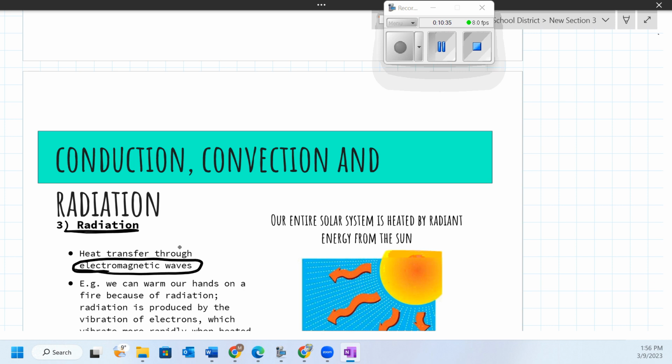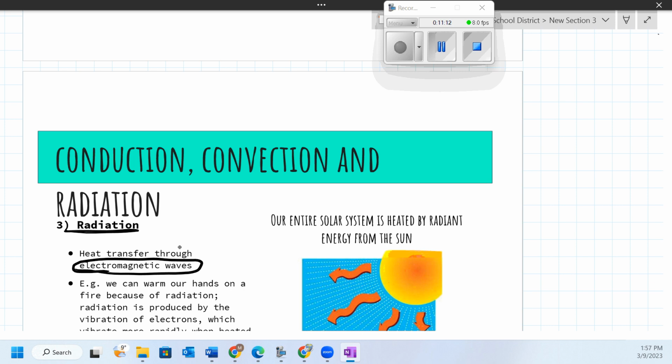How electromagnetic waves are formed as a result of heat and fire is not the subject of this course. Probably if you take other science courses later on, you will see how that is formed and what energy they possess. But what you need to know for the purposes of Science 14 is that radiation is a way of transferring heat through electromagnetic radiation.